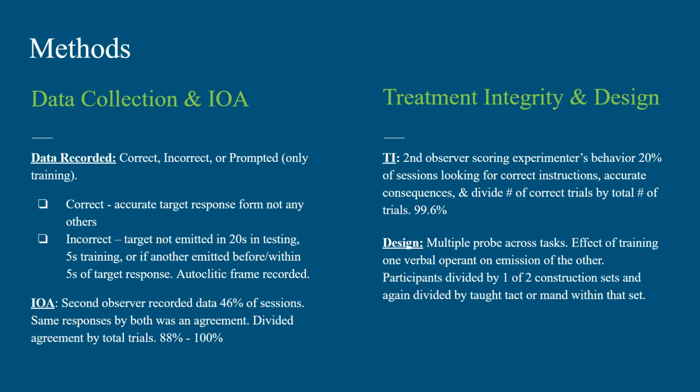For IOA, a second observer recorded 46% of the sessions, and that total was 88 to 100%. And for treatment integrity, a second observer was scoring the experimenter's behavior for 20% of the sessions, looking for correct instructions, accurate consequences, and that was 99.6% accuracy. The design was a multiple probe across tasks, looking at the effect of training one verbal operant on the omission of another.